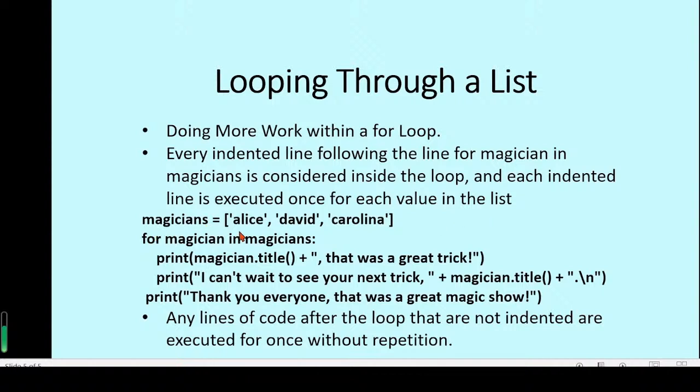So for example, this is a magicians list. We can write a for loop: for magician in magicians. Then these 2 lines, indented, are considered inside the for loop. So we can write print magician.title(), that was a great trick. And print I can't wait to see your next trick, magician.title(), then a new line.